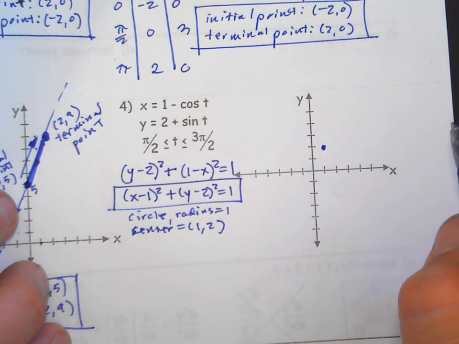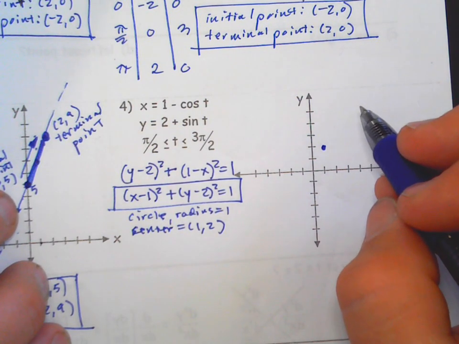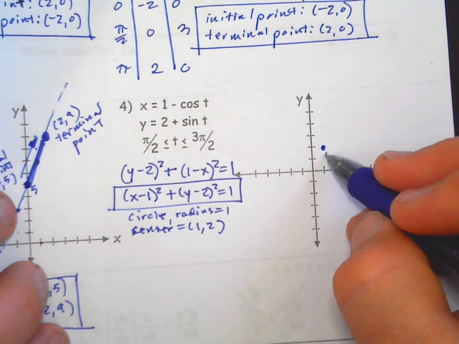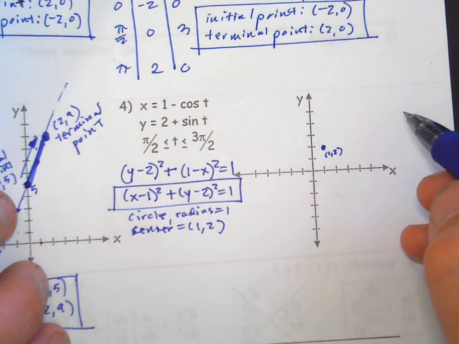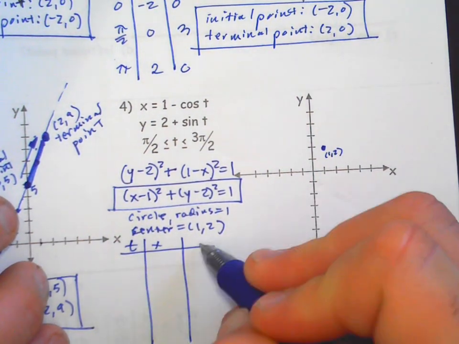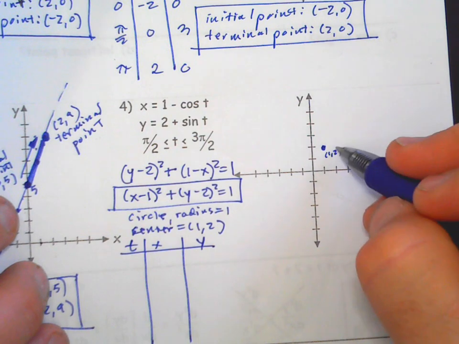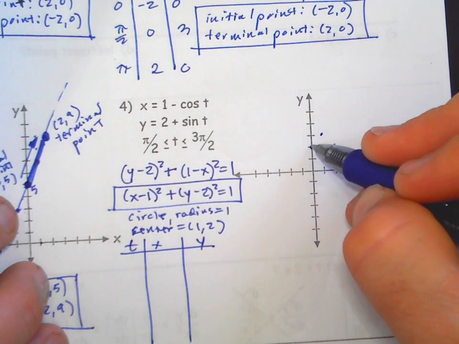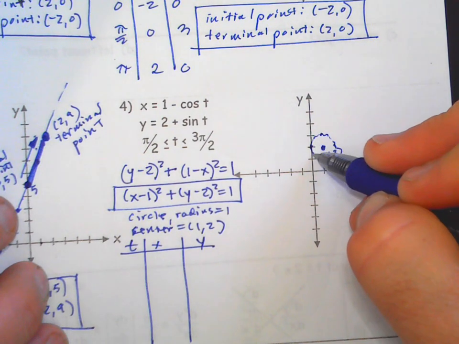The radius is only 1, so maybe we should see if we could make these bigger. That's fine, we'll just do that. 1 comma 2 is the center. We're going to make a table. I mean, we could go and draw the circle right now. So it has a radius of 1. It's going to be a very small circle. I'm just drawing it lightly.